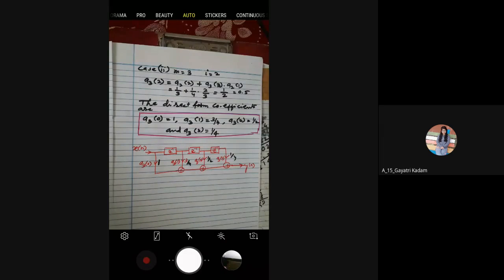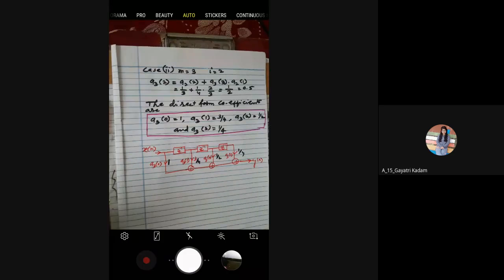Have you noted the diagram? Yes, sir. Okay. Now let us move to the next question. Just write down this and you just do it by yourself. Shall I move to the next example? Example 2.